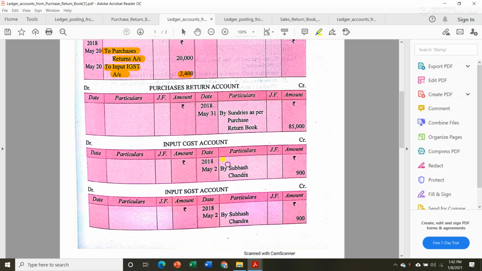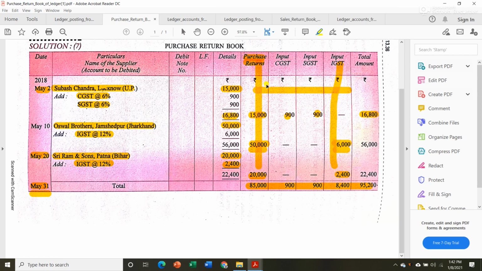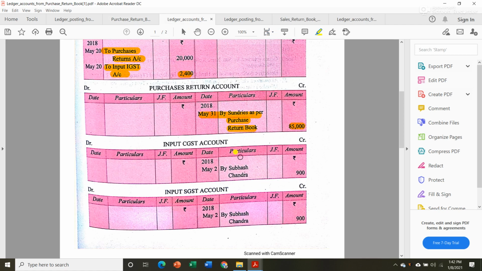So what we will do is that in the credit side, we will write May 31st by sundries as per purchase return book 85,000. Since this column we can divide, this part is debit, this side is credit, so purchase return column is in credit, so we will write in credit side to buy sundries as per purchase return book.